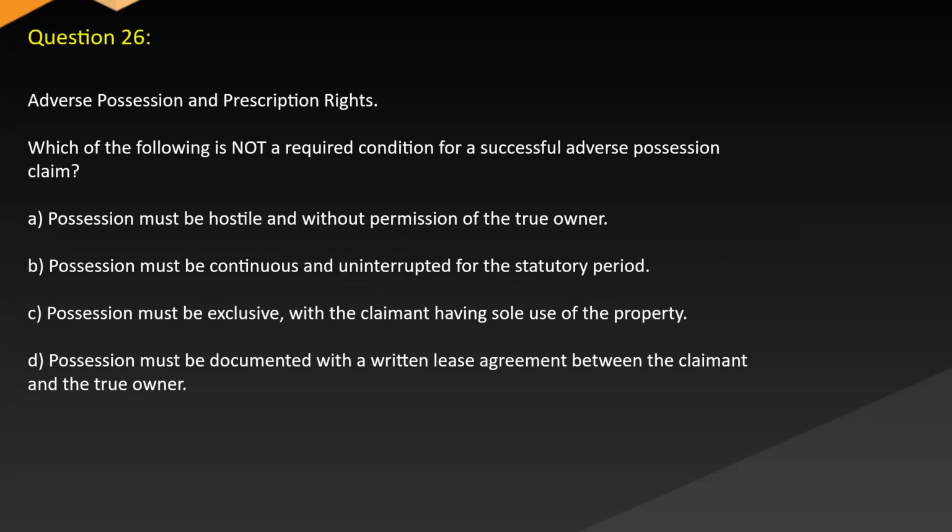Question 26. Adverse possession and prescription rights. Which of the following is NOT a required condition for a successful adverse possession claim? A. Possession must be hostile and without permission of the true owner. B. Possession must be continuous and uninterrupted for the statutory period. C. Possession must be exclusive, with the claimant having sole use of the property. D. Possession must be documented with a written lease agreement between the claimant and the true owner.